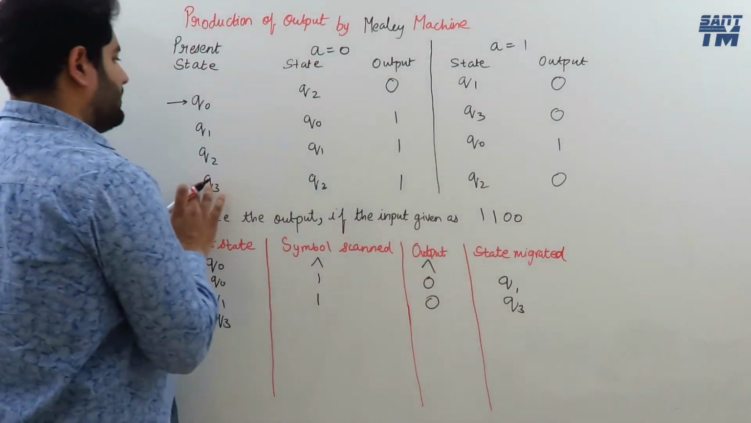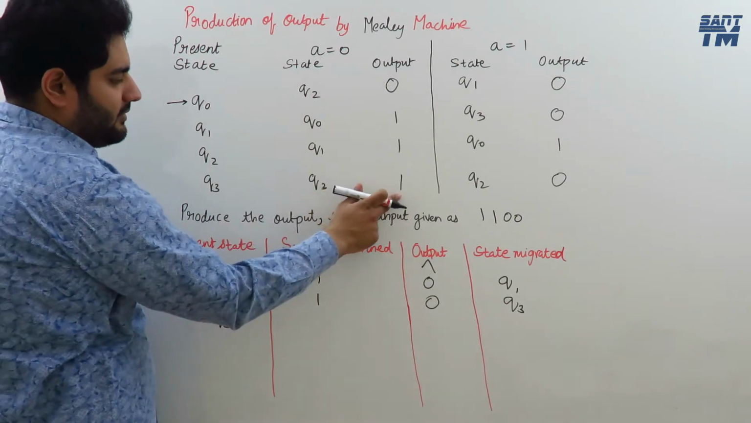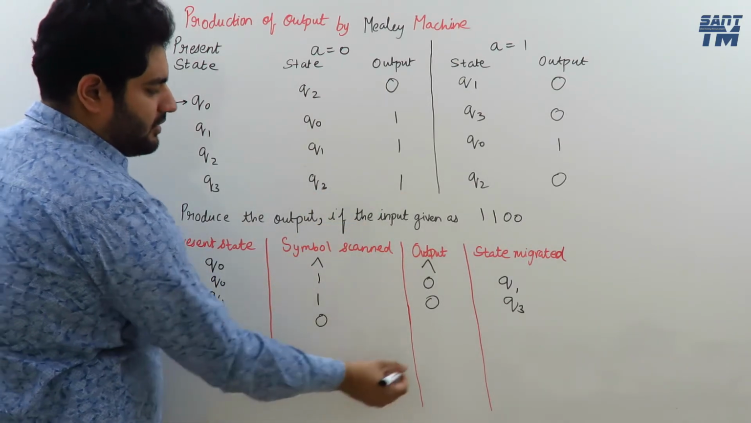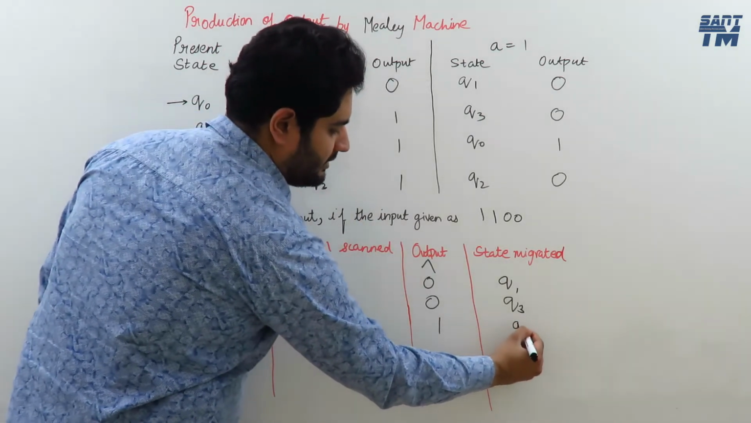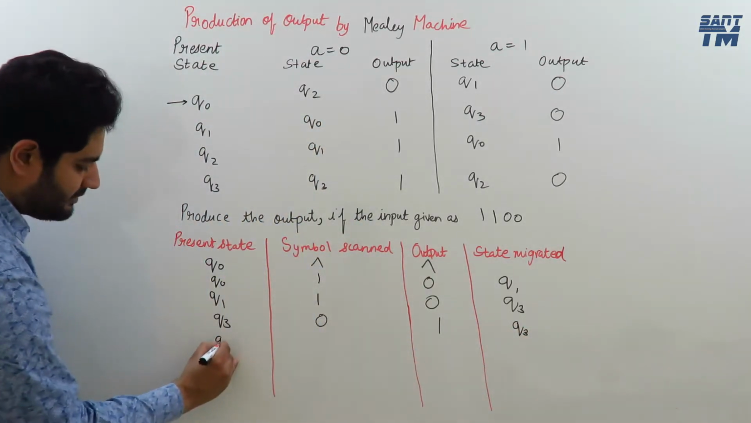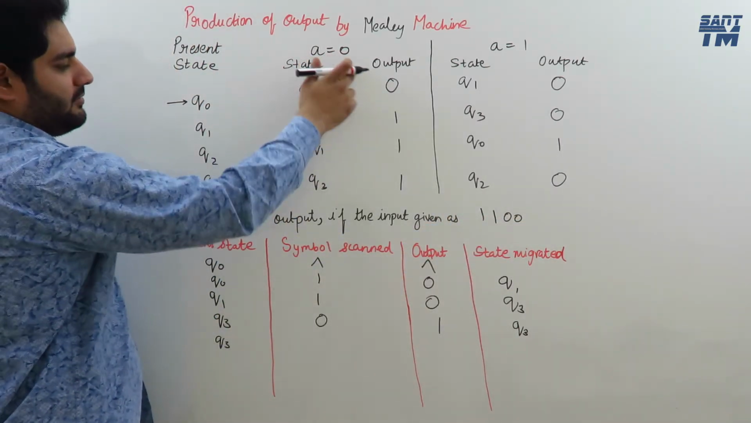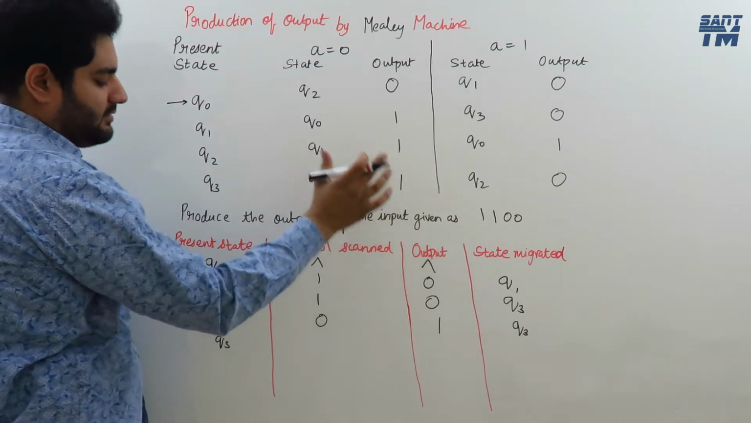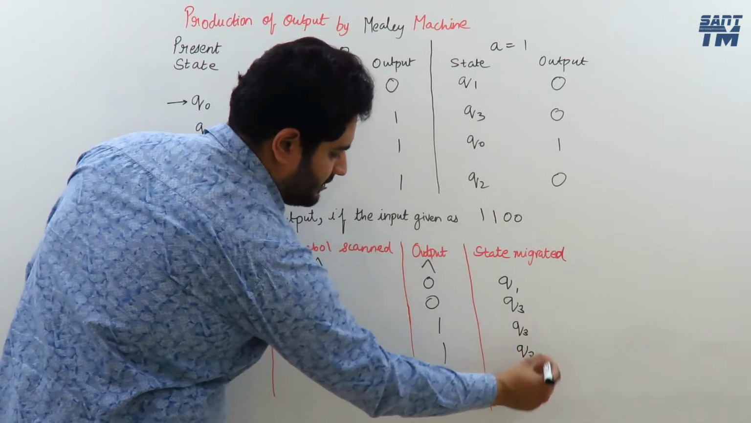Q3 on applying 0 remains in Q3 and produces output 1. So on 0, output produced is 1 and state is Q3 only. Present state is also Q3. Q3 on this 0 produces 1 as output and remains in Q3.